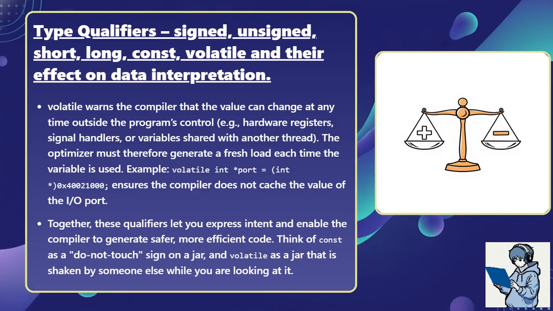Together, these qualifiers let you express intent and enable the compiler to generate safer, more efficient code. Think of const as a do not touch sign on a jar, and volatile as a jar that is shaken by someone else while you are looking at it.